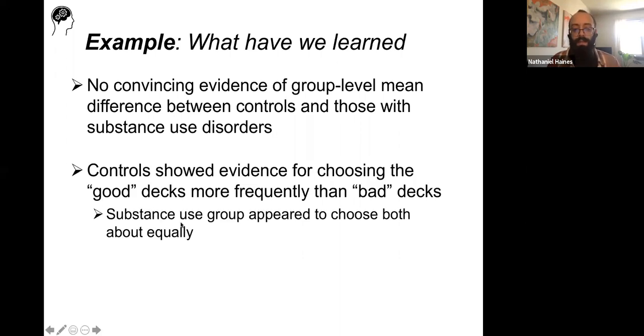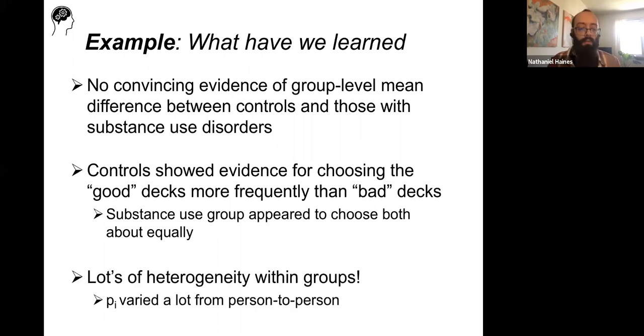In the last slide, there was some evidence, if I were to go back, that the HDI was below 0 for the controls for their group mean, which indicates that they're choosing the good decks more frequently than the bad decks on average. But again, there wasn't really a difference between groups. There's also just a lot of heterogeneity. The participants were very different from one another, and that itself is suggestive of some future directions that we might take the model in.